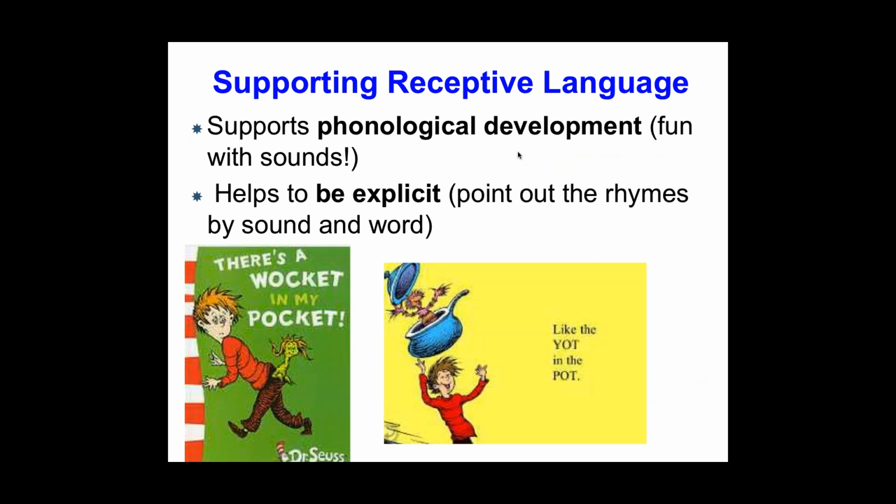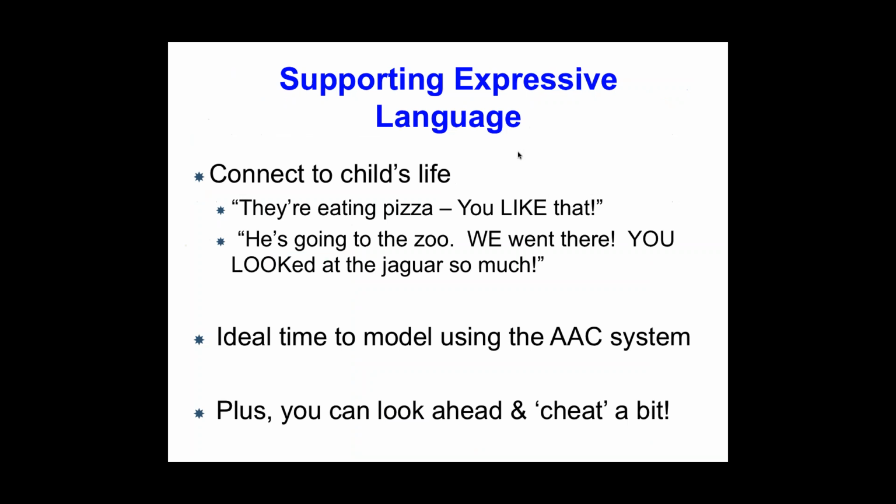Supporting receptive language, also our phonological development, having fun with sounds. We've been talking about that a lot in this series. Again, you need to be explicit, pointing out the rhymes by sound and by word, like the yacht in the pot. Oh, I love it. Did you hear those? Yacht, pot, pot, yacht. Did you hear how they sound? And then I'm going to physically point to them on the page. Yacht, pot. I'm going to point to those words and show them that they look similar as well. So we're just supporting that. We're not spending a ton of time on it. We're just doing that occasionally, having fun with it.